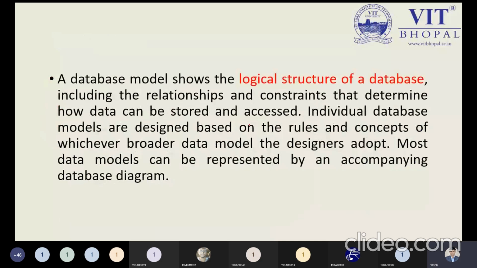So we have other terms in different parts, and you can read about other kinds of things from other books, internet sources, or any kind of sources. Here we have another term describing that a database model shows the logical structure of the database, including the relationships and constraints, which determine how data can be stored and accessed. The sense is the same as the previous slide. Models are designed based on the rules and concepts of whichever broader data model the designer adopts.